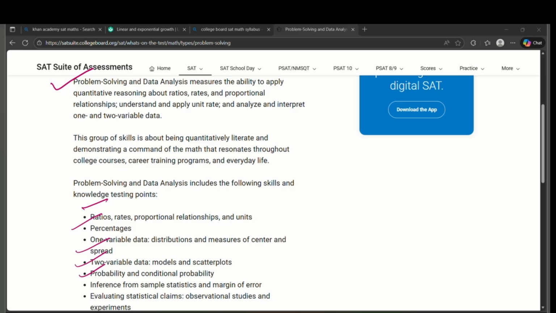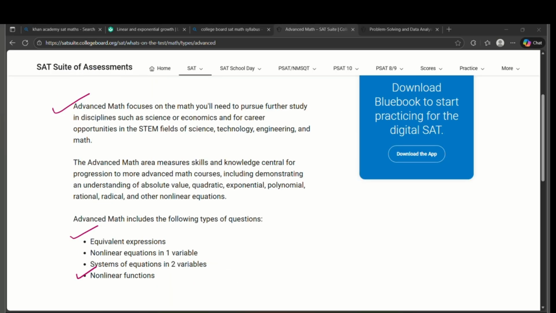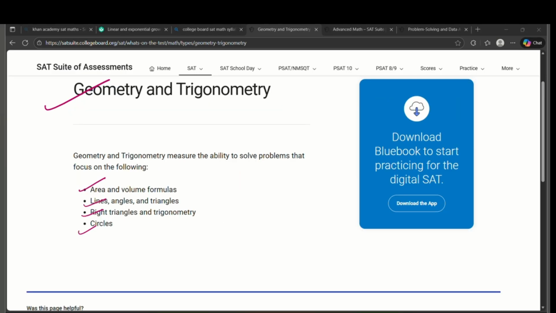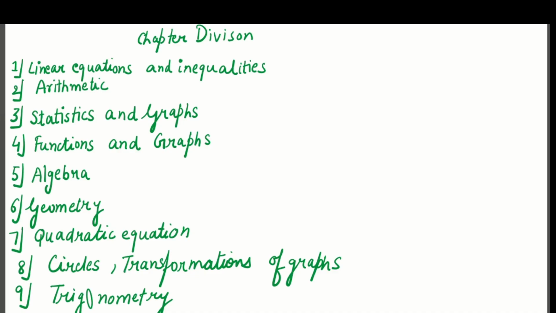Algebra. The second one is problem solving and data analysis, which will include different types of statistics, variable data, ratios and percentage questions. Then there is advanced mathematics, and then geometry and trigonometry. Here we are going to solve all the syllabus topics one by one. We have distributed all our topics into chapters like linear equations and inequalities, arithmetic, statistics and graphs. Everything we are going to discuss.